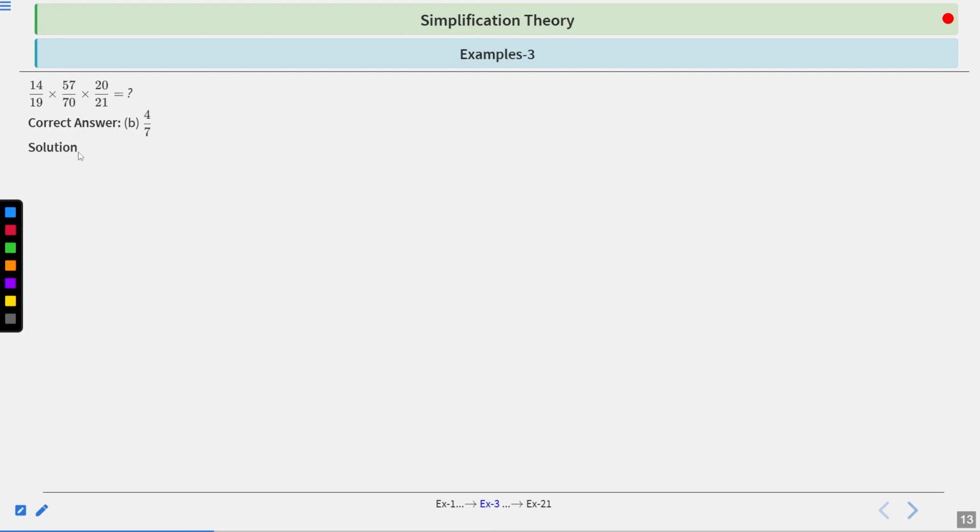Now see the solution. This is just a question of simplification of multiplication of fraction values, rational numbers. So we have 14 upon 19 multiplying by 57 upon 70 multiplying by 20 upon 21. So 14 cancels out 70, 19 cancels out 57. So when we simplify it, we get only 4 by 7. So B is the correct answer. Next one.